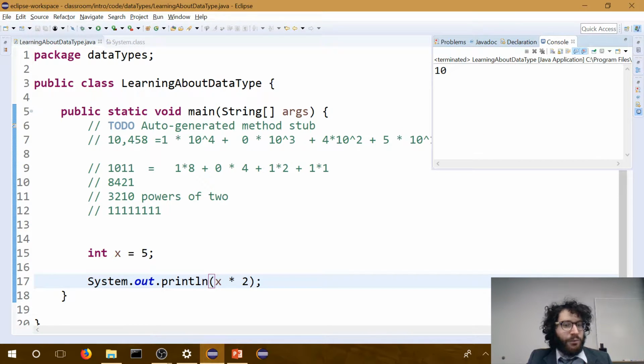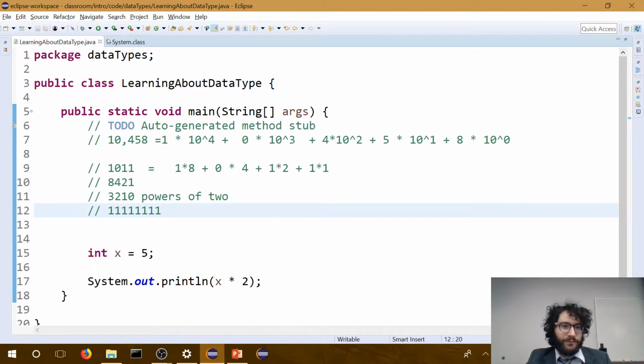Right? x is equal to 5. We asked it to print out x times 2. So it figures out what x is. It looks it up and says, what did we put down for x? Oh yeah, it was 5. We're going to multiply it by 2, so we get 10. Okay?